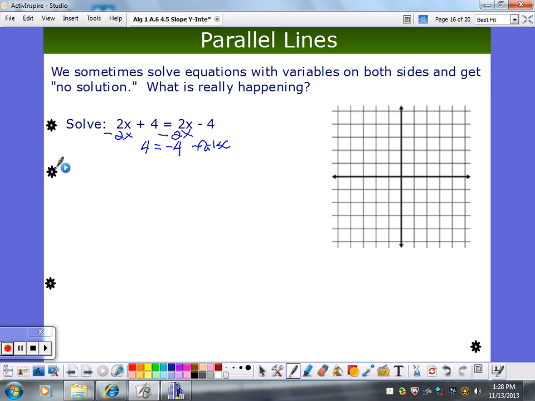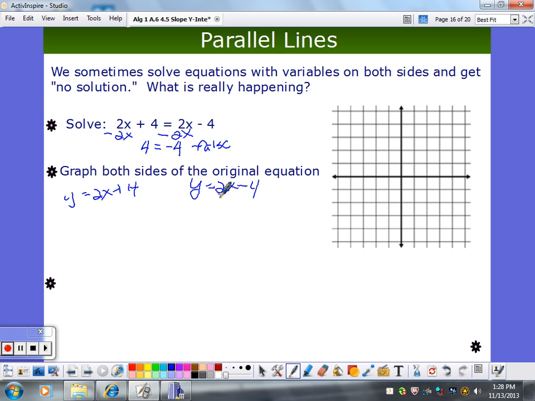A little bit more, because now that we know how to graph, I want to do a couple of things. I want to graph this side of the equation, and I want to graph that side of the equation. That's y equals 2x minus 4. Let's graph these two things. So what's the slope of this one? 2. And what's its y-intercept? 4.